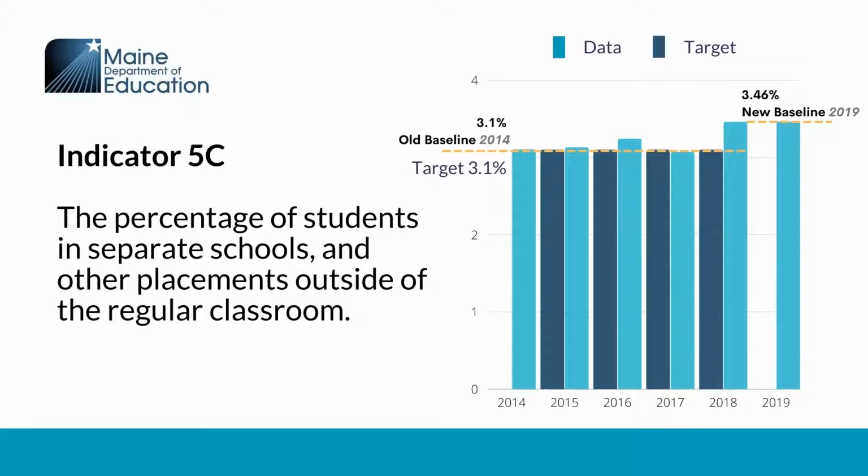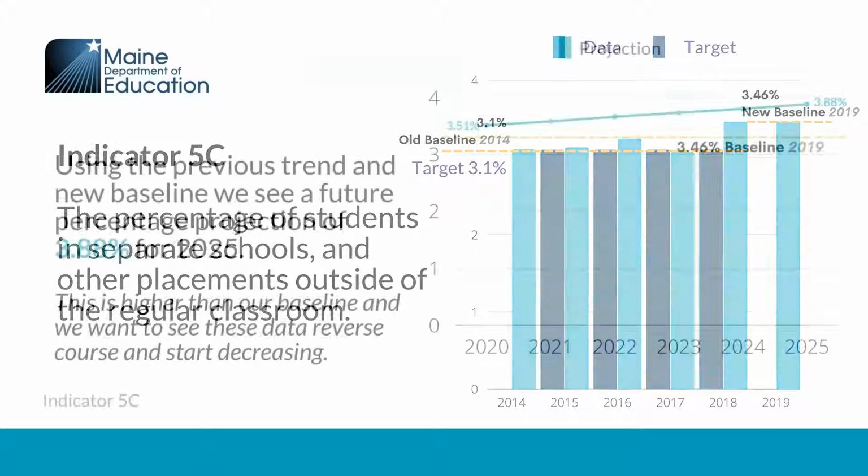5C, the percentage of students in separate schools and other placements outside of the regular classroom. For this indicator, we want to see the percentages decrease so that students are educated in more inclusive environments with typically developing peers. For the last 6-year stretch, we have been just above our target, but have not quite hit our target of 3.10%. We have also seen a slight upward trend, and we want to see a downward trend.